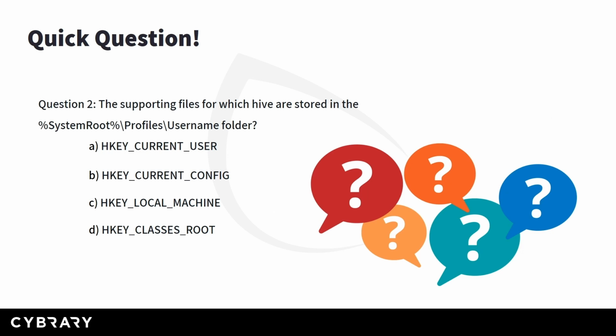Okay, here's a quick question for you. The supporting files for which Hive are stored in the system root profiles username folder? Is it A, HKeyCurrentUser, or B, HKeyCurrentConfig, or C, HKeyLocalMachine, or D, HKeyClassesRoot? If you said A, you are correct. All other Hives store the files in the folder located in system root, system32, config.